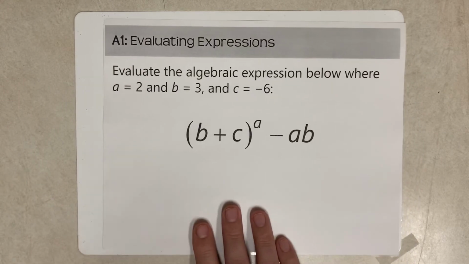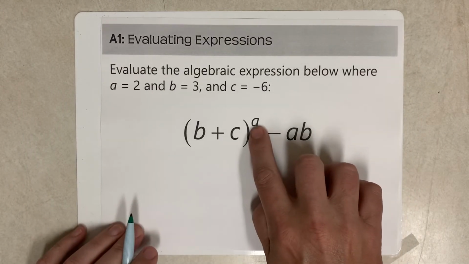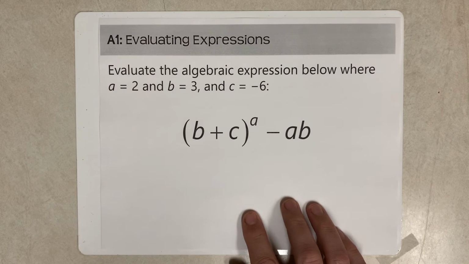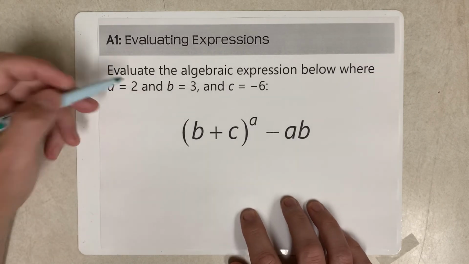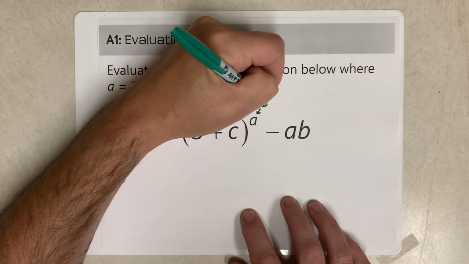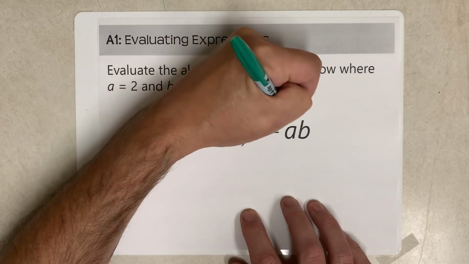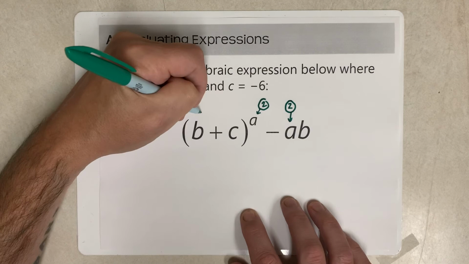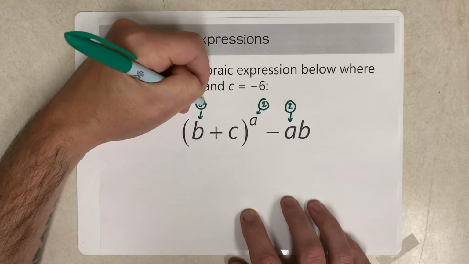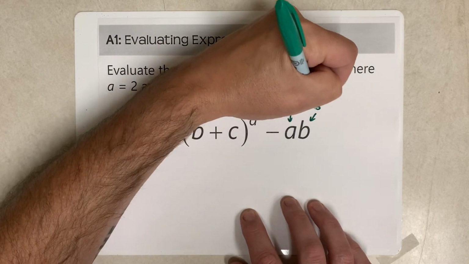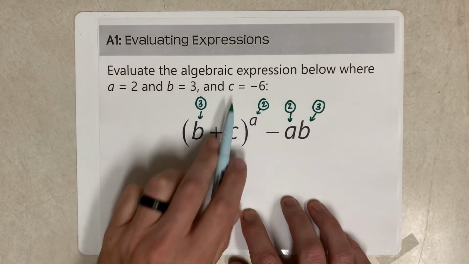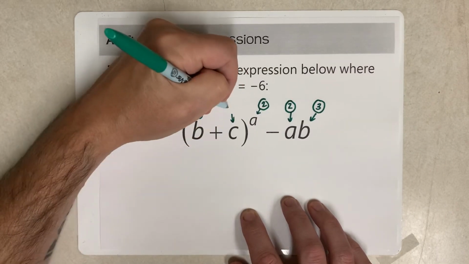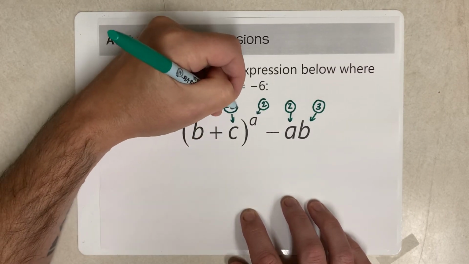All right, let's take a look at this one. This one's kind of interesting. This one has an exponent as a variable. No big deal. Let's see what happens. A is 2. That's going to go there, and it's going to go here. B is still 3. That's going to go here, and it's going to go here. And C is still -6. And that's going to go right there.